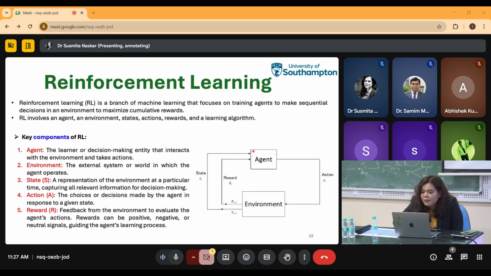And then we have the environment, so the world or the system the agent interacts with. For instance, the road network or a game environment or the process being controlled, right? And then there is a state S. There is an action taken, A. There is a reward, R.